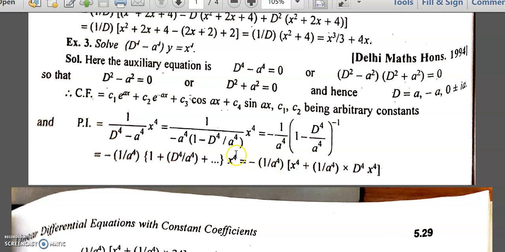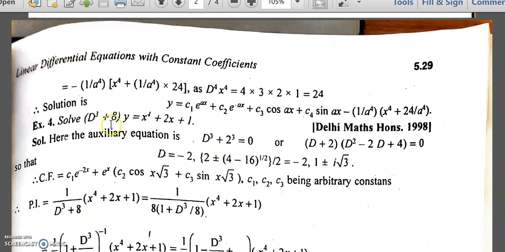Okay, so similarly this is the same. D cube plus 8 means x cube plus a cube, so this is like (x plus a) into (x square minus ab plus b square). So minus 2 is one root, and using the Sridhar Acharya formula you get 1 plus minus i root 3 is also a solution. So for minus 2 the solution is c1 e to the power minus 2x. For 1 plus minus i root 3 the solution is e to the power x, c2 cos root 3 x plus c3 sin root 3 x, where c1, c2, c3 are arbitrary constants.